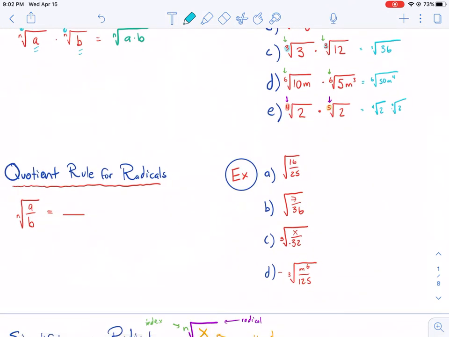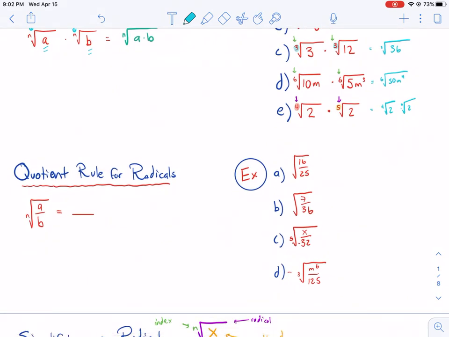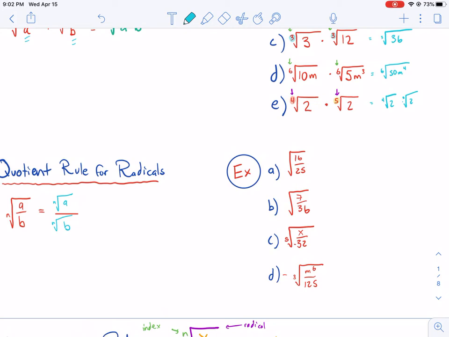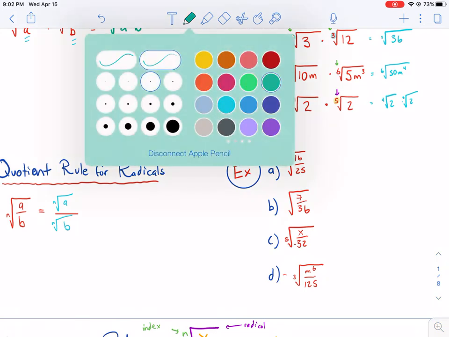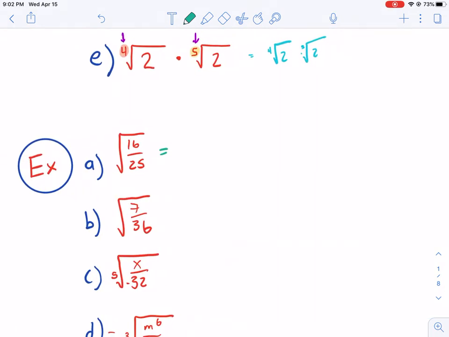Very similar process. Just as we have the product rule, we have the quotient rule. The quotient rule says if we have the nth root of a over b, we can rewrite it as the nth root of a over the nth root of b. This makes problems a lot easier to think about, so we don't have to worry about simplifying fractions, and we're going to look for cases where we have perfect squares either in the numerator or the denominator. So if we have the square root of 16 over 25, we can rewrite it as the square root of 16 over the square root of 25, and that equals 4 over 5.